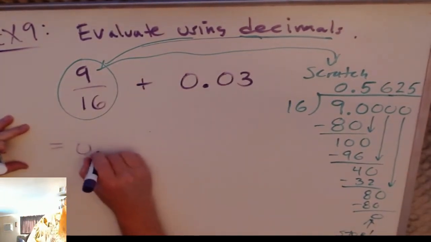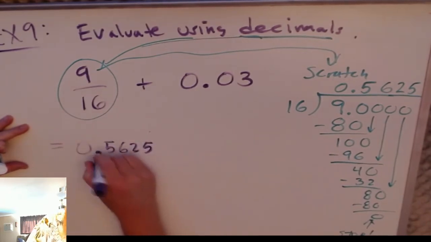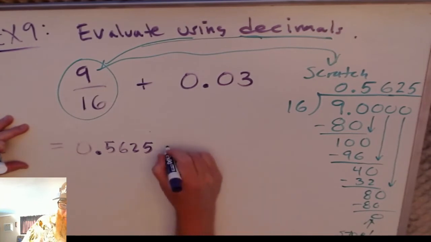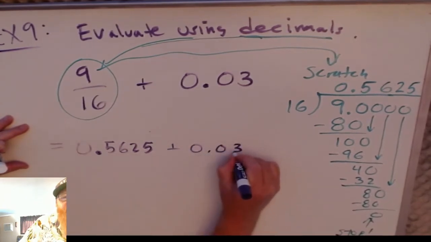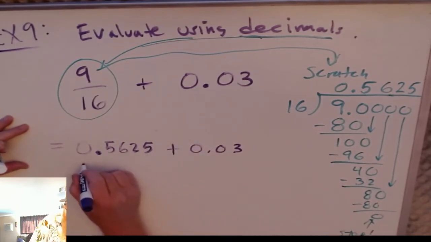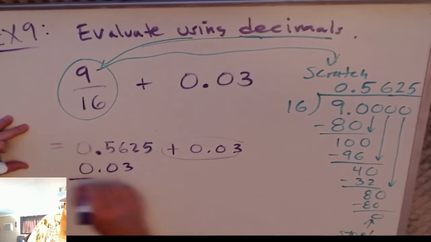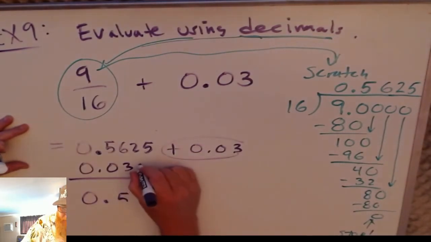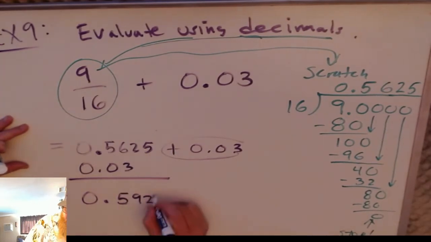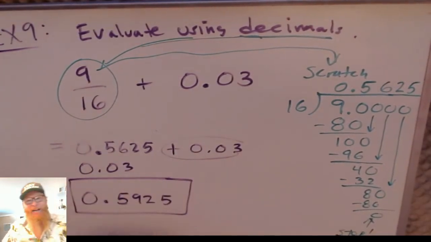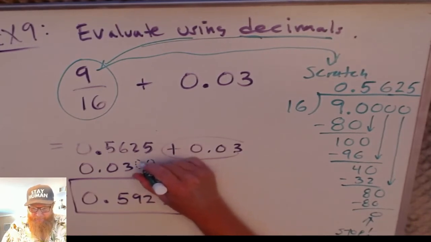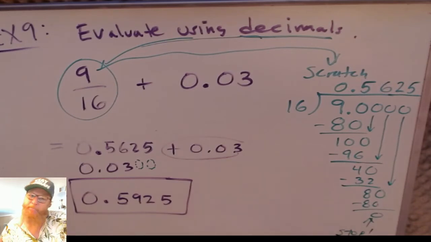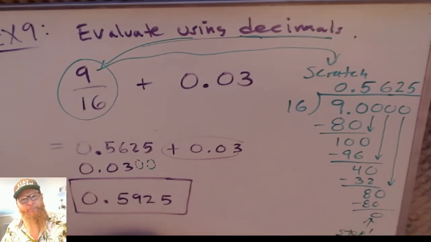So now I've got 0.5625, or 5,625 10,000ths, plus 0.03. Stack them up. Make sure you line up the decimal points and you get 0.5925. I really should have put some placeholders here and done it from left to right to be safe. I got lucky. There was no carrying, no borrowing, or any of that jazz. So there you go. There's your answer. 5,925 10,000ths.